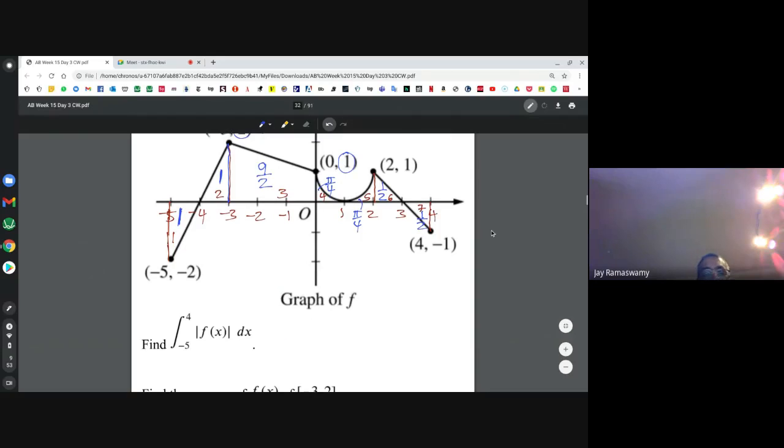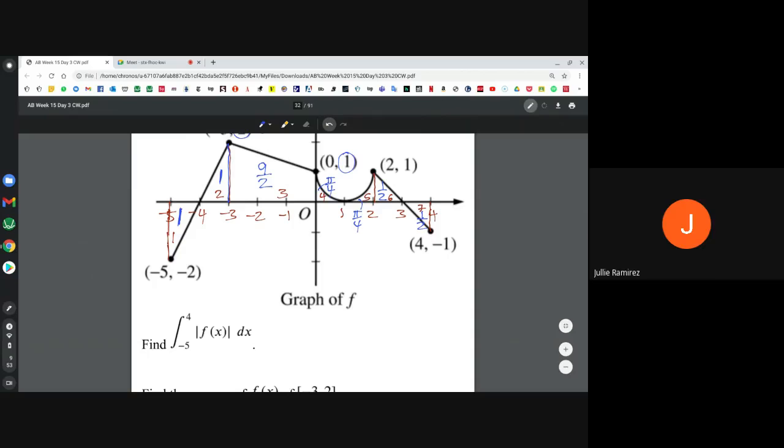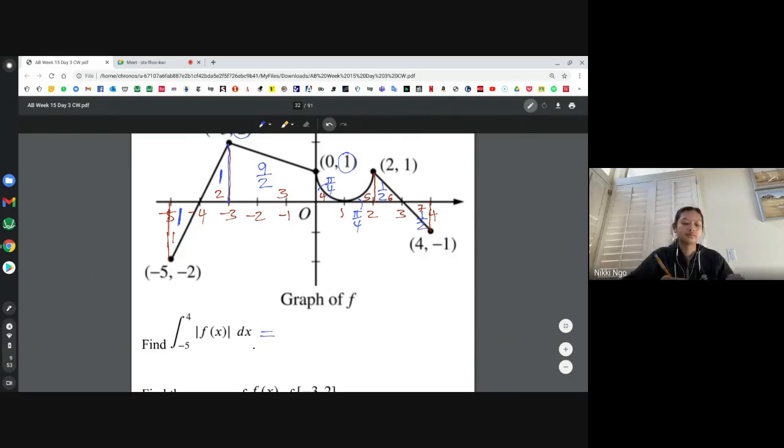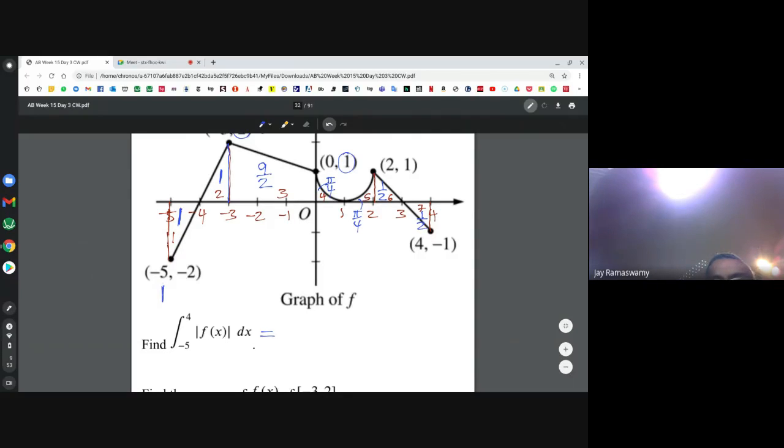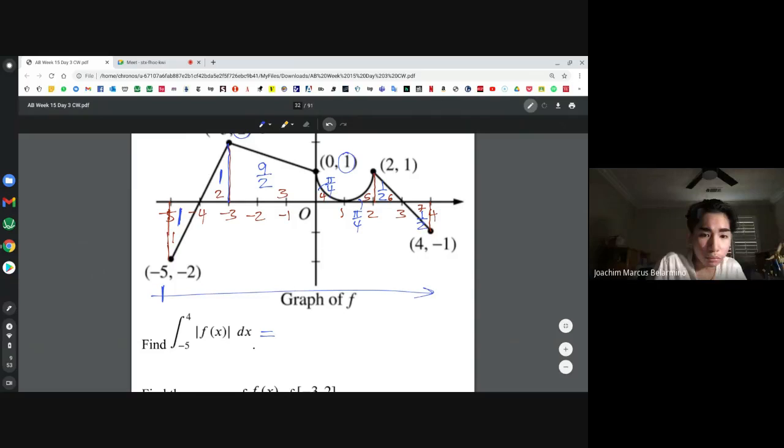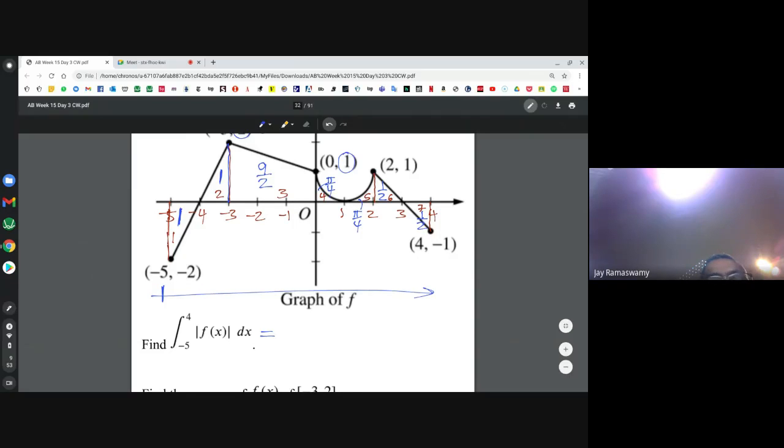All right. We're doing the first problem. It says find the area from -5 to 4, absolute value of f of x. So basically all areas will turn positive. Am I just going left to right from -5 to 4 all the way across? Mm-hmm. So I'm going to start writing answers, look at the board and say, yeah, I get it.